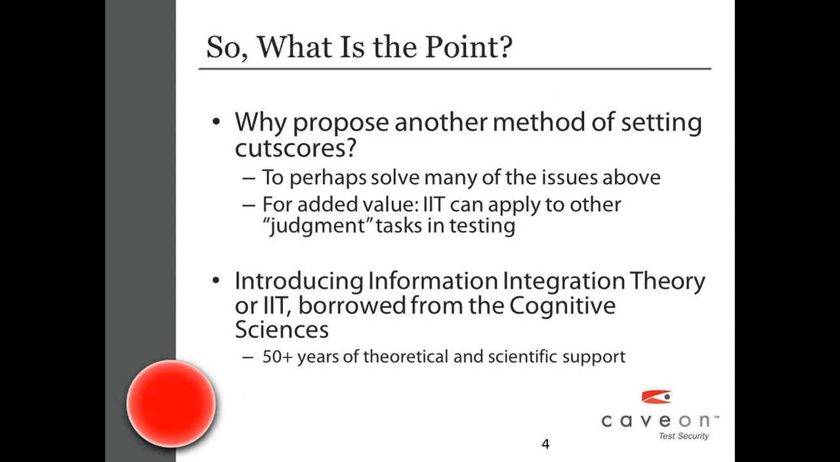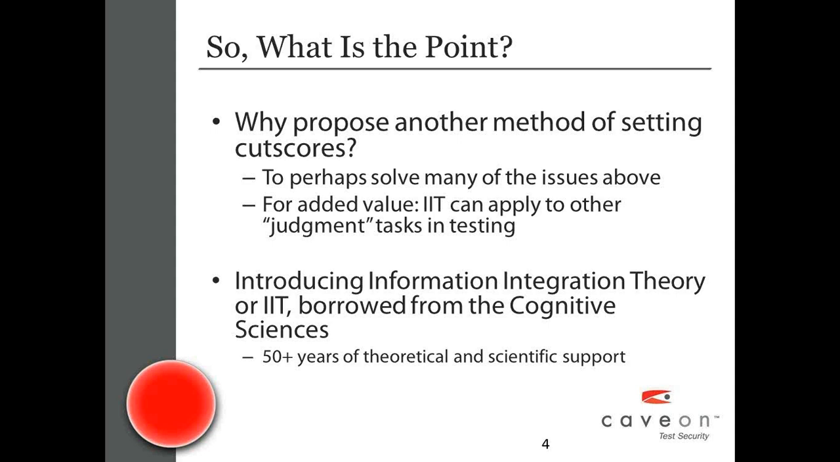So why propose another method? Well, maybe we can solve some of the issues. And perhaps for added value, IIT, for example, should be able to work for many other judgment tasks we do typically in testing. For example, even today at Caveon, we're using IIT to judge gender bias in items and, as another project, to evaluate the alignment of an item with an objective. And I do know there are many other areas where it's used, and a little bit more on this later. And we're seeing some promising results, so I'm excited that it maybe has more generalizability than just with cut scores.